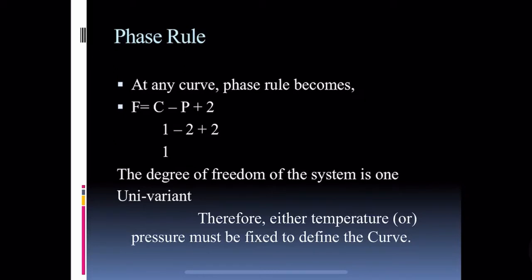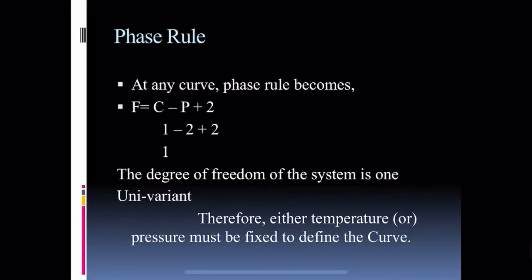So for any curve, you can see curve AB, BC, BE, EG, the phase rule becomes F is equal to C minus P plus 2. Now, you all know this is a one component system because there is only one formula, sulfur. So the component is one. Here the phase is 2. Why 2? Because there are two phases in all the curves, like curve AB, which is a sublimation curve of rhombic sulfur into vapor, right?